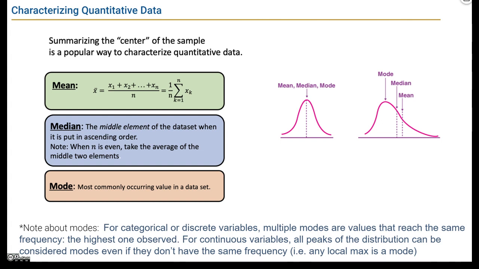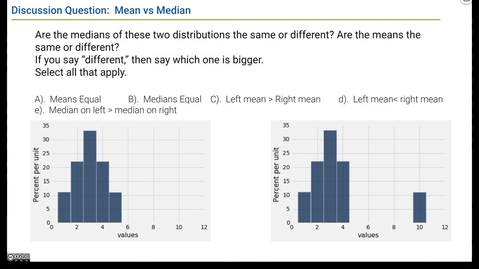Here, let's do a couple of practice questions about this. So here are two different distributions, and I want you to take a minute and figure out how you think the means of these distributions compare, how you think the medians of these compare. And if you say that they're different, tell me which one will be bigger. And a little caveat to this is you may be selecting more than one letter as part of your answer.